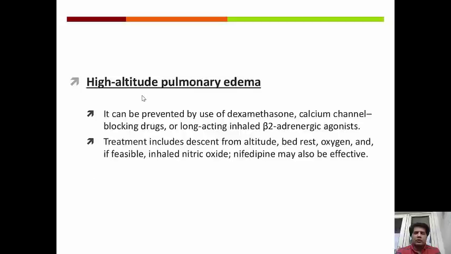High altitude pulmonary edema is caused due to vasoconstriction. So I already told you, when you go up, you will have to do conditioning. People who go on mountains do conditioning. They ascend slowly and descend slowly. They carry oxygen with them to avoid pulmonary vasoconstriction, and they also sometimes take a calcium channel blocker to provide vasodilatation.